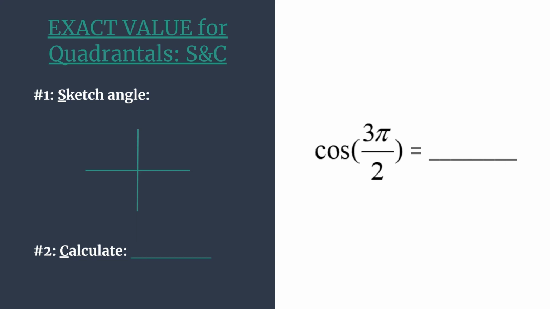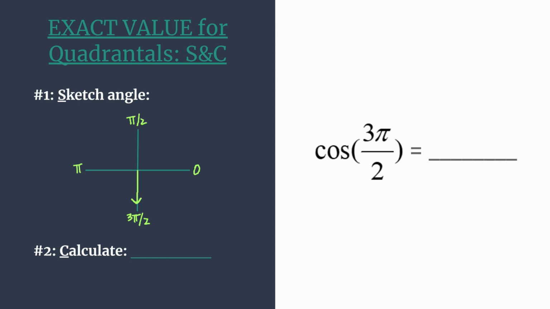So let's go ahead and sketch our angle, our 3 pi over 2. So it's a positive angle, which means we're rotating counterclockwise and we're counting in radians. So here's 0, pi over 2, pi, and 3 pi over 2. So this angle's terminal side falls on the negative part of the y-axis.